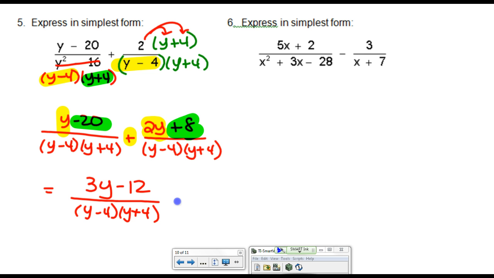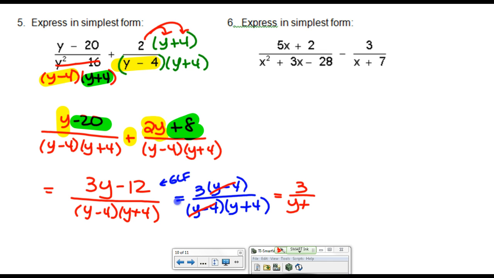Okay, now we just got to see if we can reduce. All right, hopefully you did well on those 3 problems.